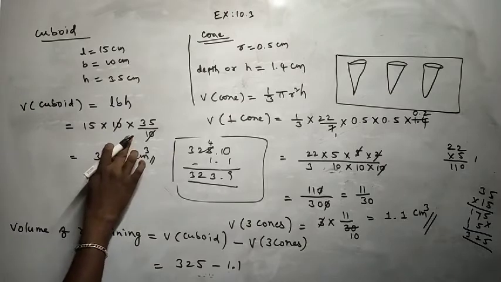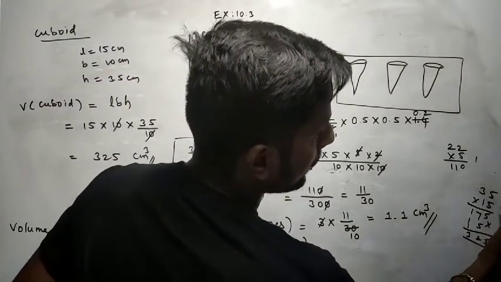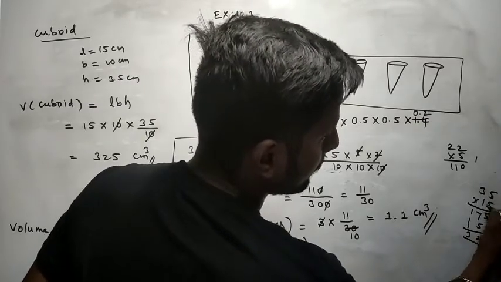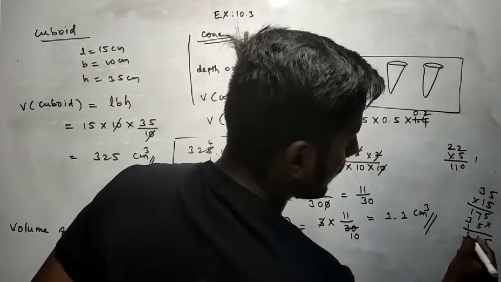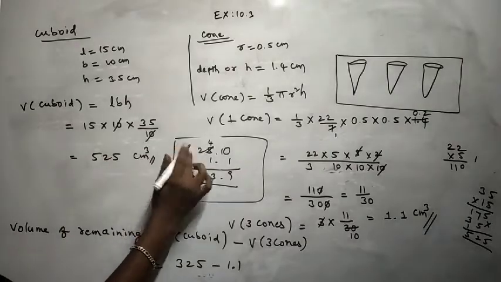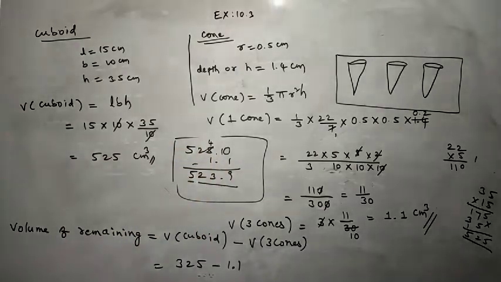35 into 15. Am I on 35 into 15? Yes. Look at 25. 2 carry. 3 5s are 15 plus 2, 17. Next, oh sorry, here 35, and here we'll take 5, the ending 5. So the answer is 323.9. Right? So this is a way of solving the problems.